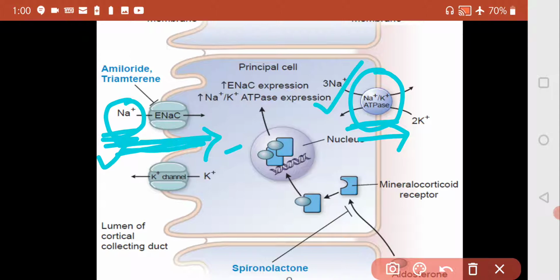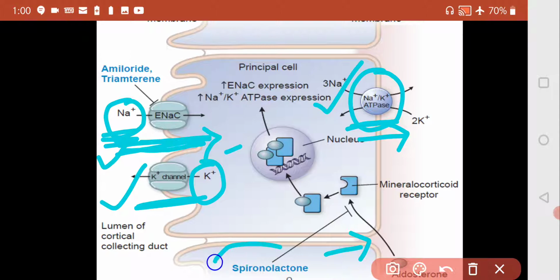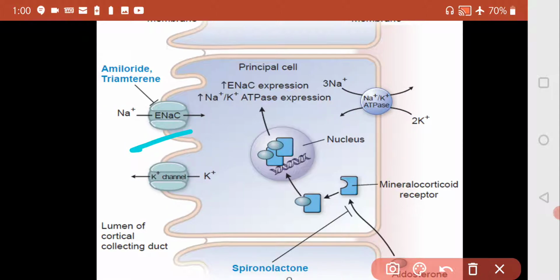Second, there is a potassium channel at the luminal side, which excretes potassium. So we have two types of potassium sparing diuretics. One is the aldosterone antagonist, spironolactone, and the second are drugs which directly inhibit the epithelial sodium channel, triamterene and amiloride. So, two types: aldosterone antagonists and epithelial sodium channel inhibitors.